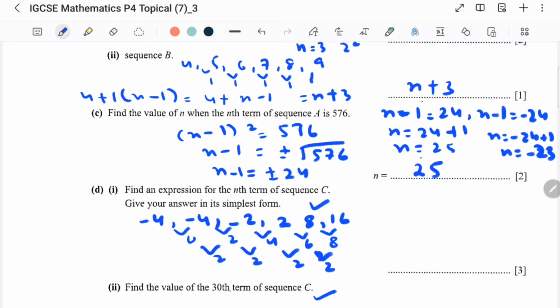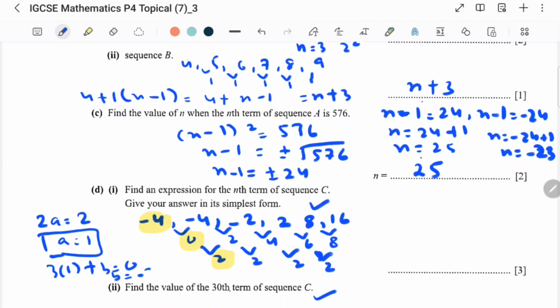You know that the same thing is the second difference, first difference, and first term. 2a is equal to the second difference, so a is equal to 1. 3a plus b is equal to the first difference, so 3 times 1 plus b is equal to 0, b is equal to minus 3. And a plus b plus c, so that is 1 minus 3 plus c, equal to minus 4. Here, that is minus 2 plus c is equal to minus 4. C is equal to minus 4 plus 2, so C is equal to minus 2.